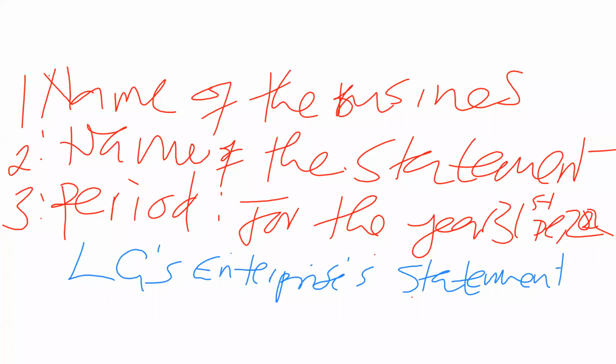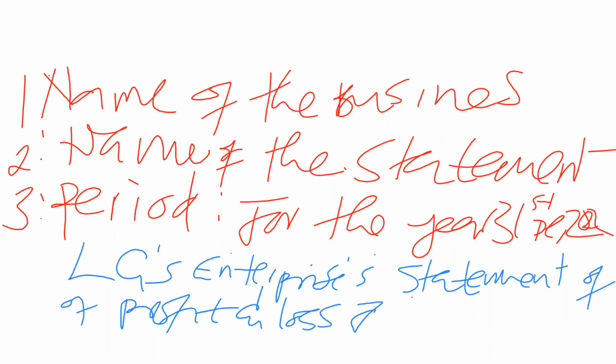of comprehensive income, or the statement of profit and loss for the year ended, then you write the date, maybe 31st December 2020, full stop. Is that clear? That's the title of your financial statement. So that is the business name.